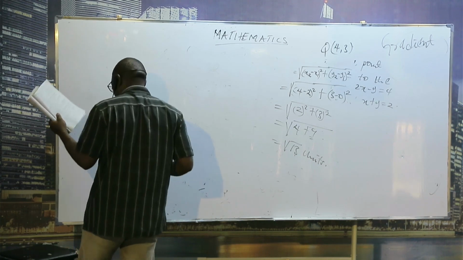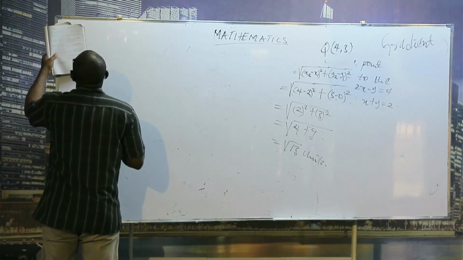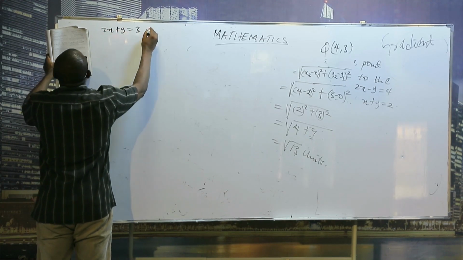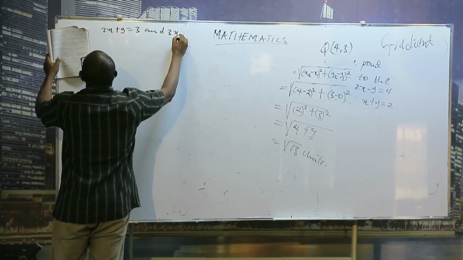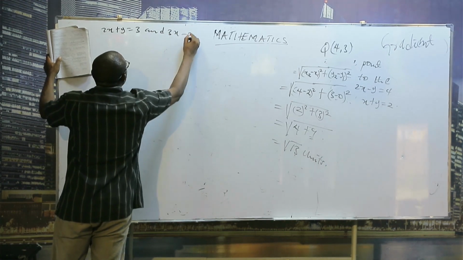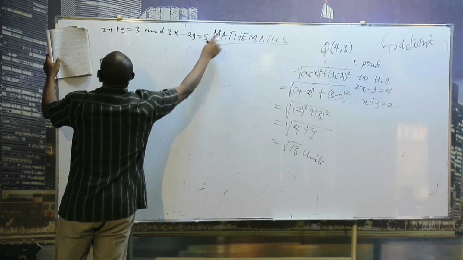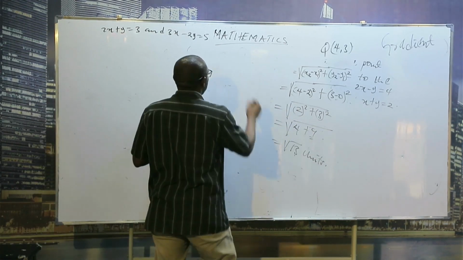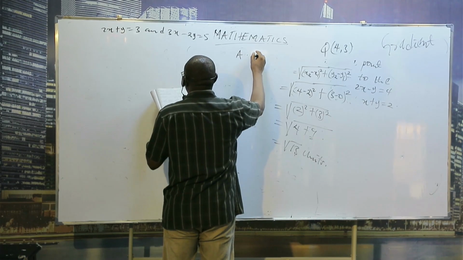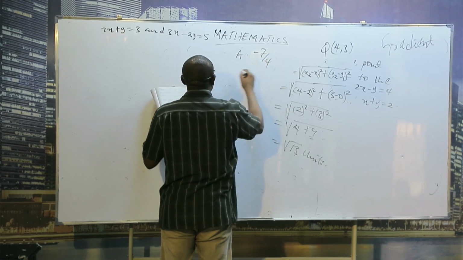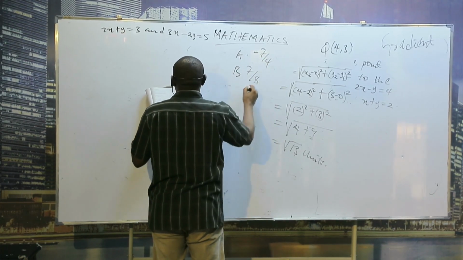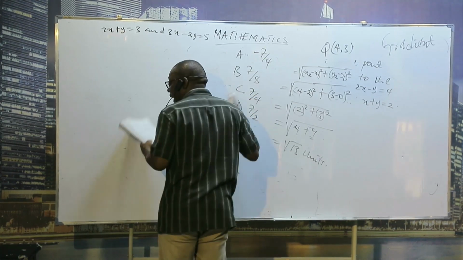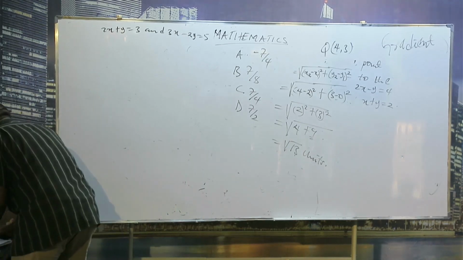Between the lines. I'm going to put the options. Option A, please don't copy. Option A, option B, option C, option D. Did you see that?